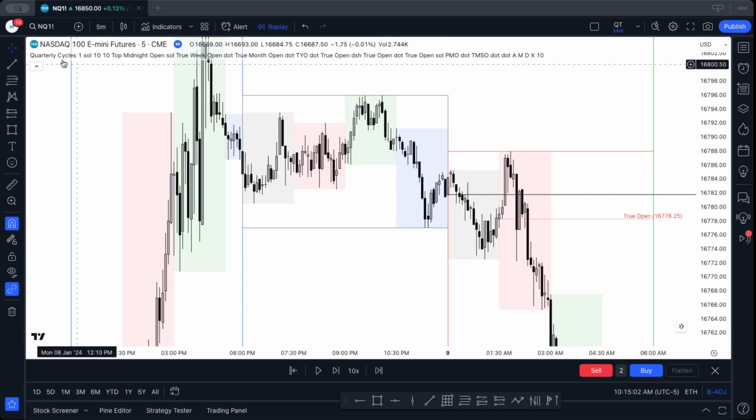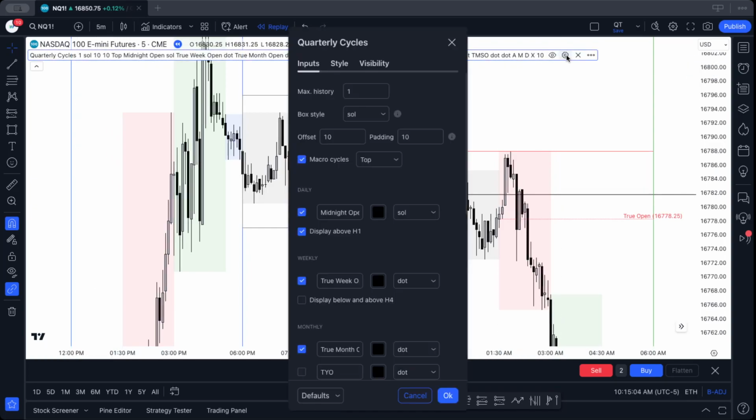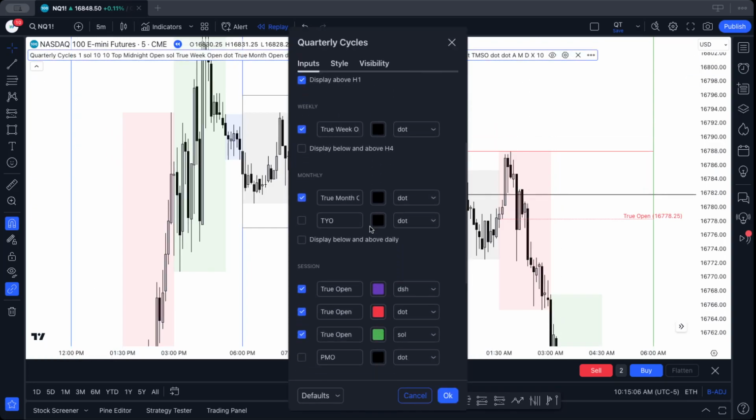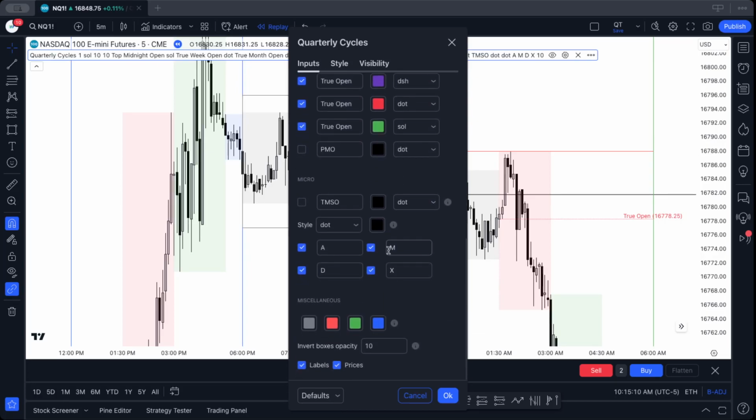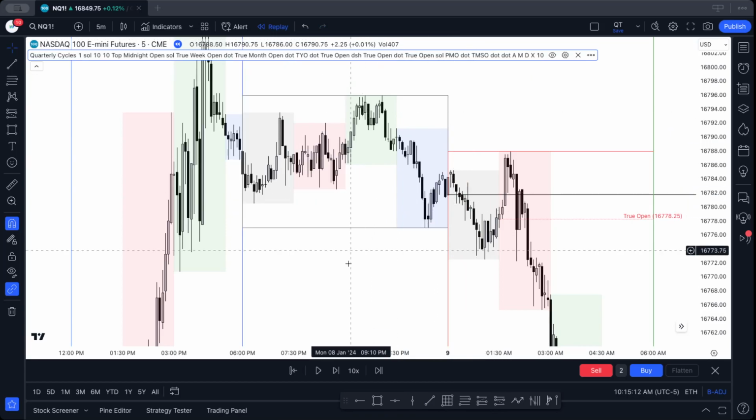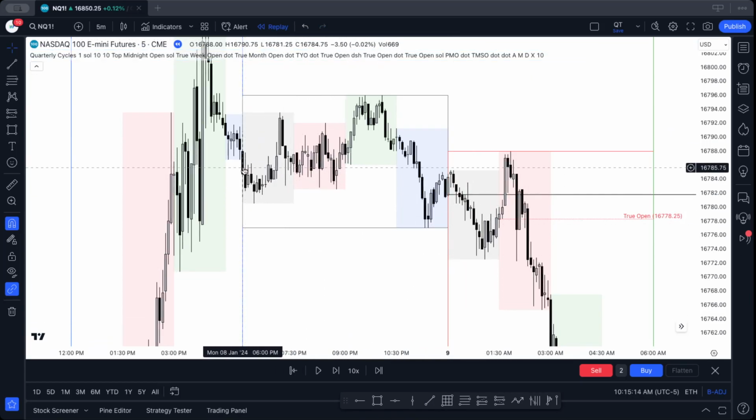And it marks out the opens of the sessions. Where is the Asian open on this one? Okay, well, I'll look at that after. But anyway, we opened up for the night.